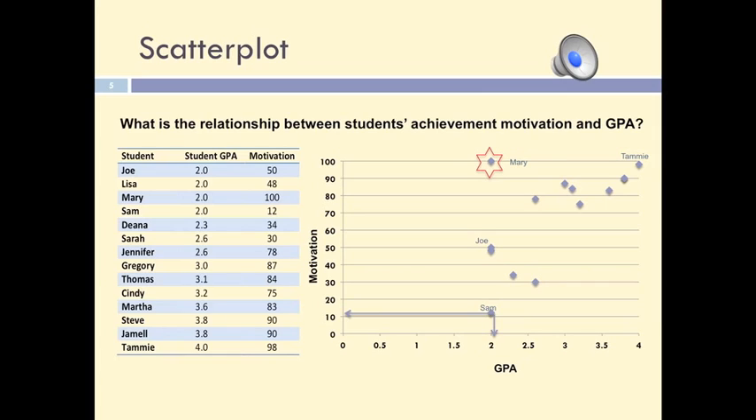One of the students that doesn't seem to follow the general pattern, though, is Mary. She is one of the students with the lowest GPA, but has the maximum score on the motivation scale, so she's an exception or an outlier.